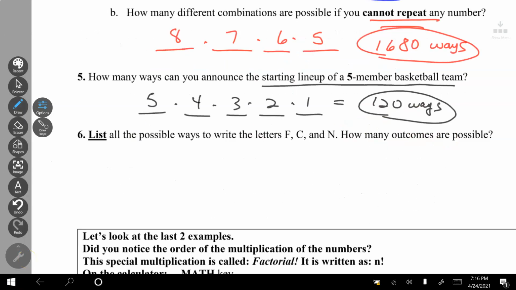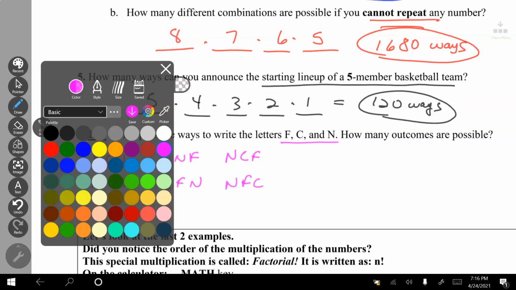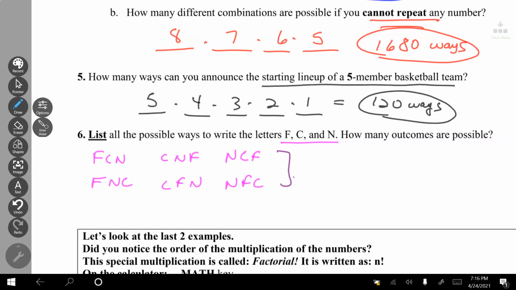How many ways can I rearrange the letters, 3 letters F, C, and N? FCN, FNC, CNF, CFN, NCF, NFC, and I see 6 ways possible. Okay, or 3 letters, 3 choices, only 2 left, only 1 left. Again, gives me 6 as my result.